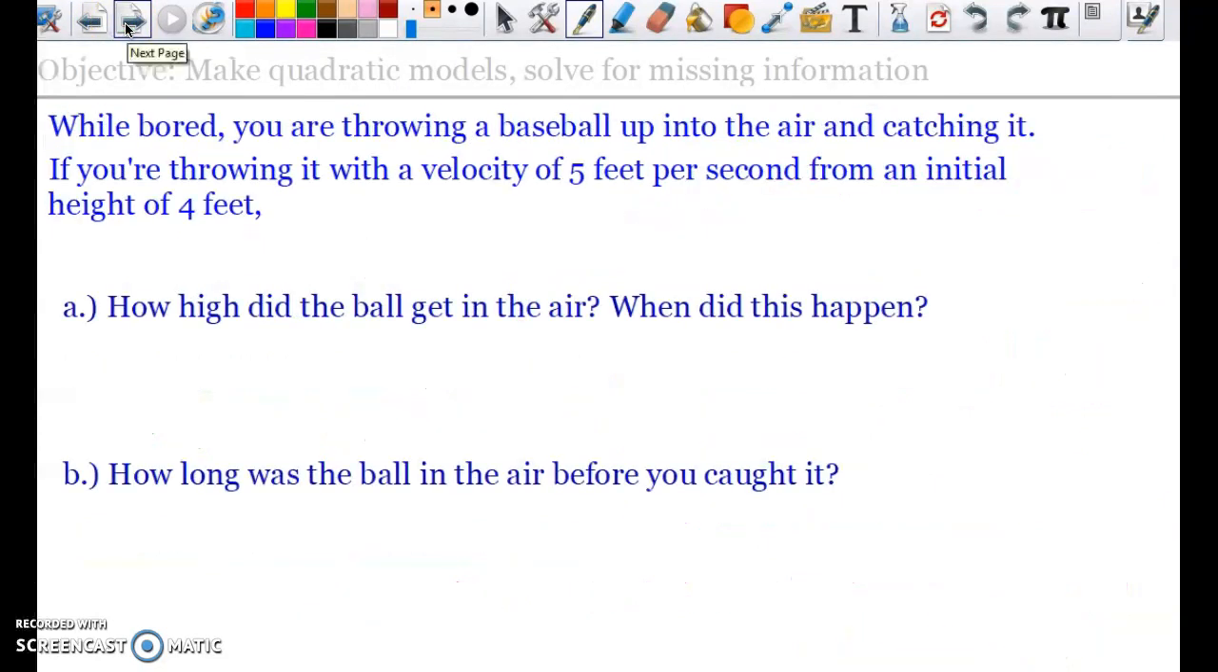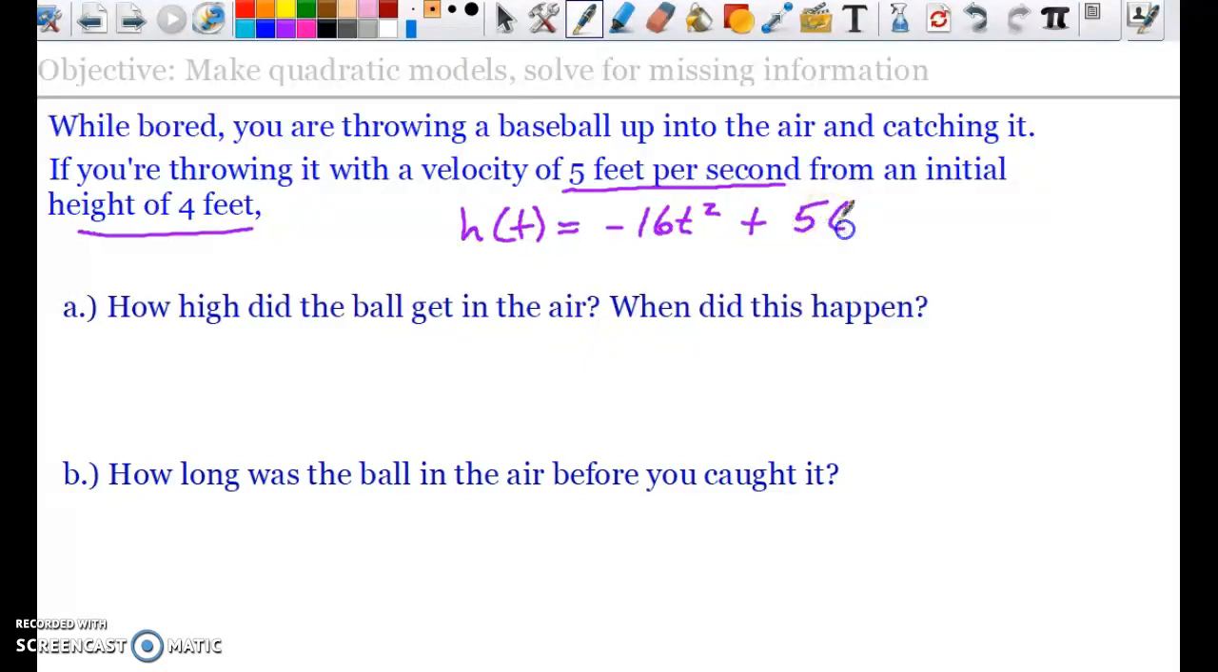Let's say in another situation that you're bored and you're throwing a baseball up in the air, and maybe it's something else, but you're just tossing it up in the air and then catching it. So let's say you're throwing with a velocity of 5 feet per second from an initial height of 4 feet. How high did the ball get in the air? When did this happen? Same type of question. Let's write the equation of h of t. Let's find out how I figure out the height of any object at any time t. I get negative 16 times t squared, because that's gravity, plus the initial velocity of 5 feet per second times time, plus the initial height of 4 feet.